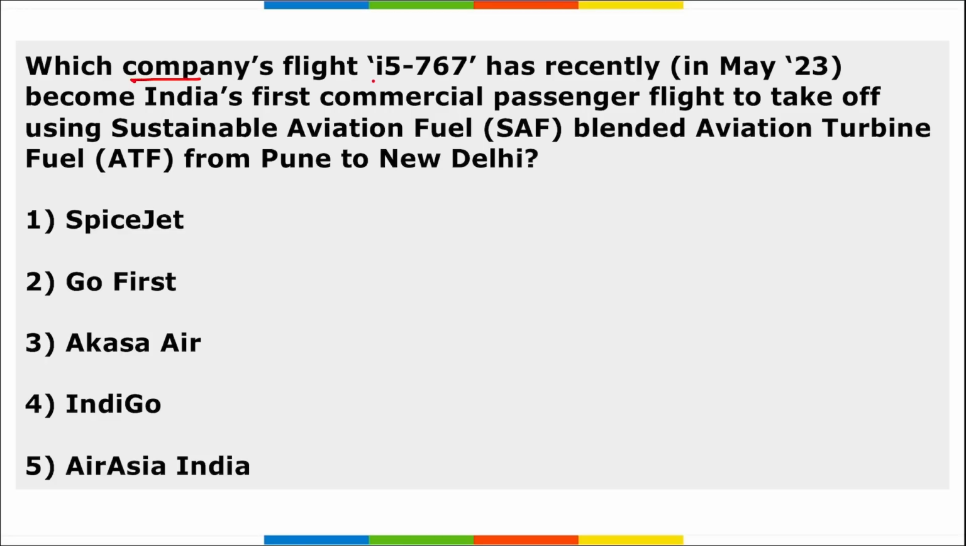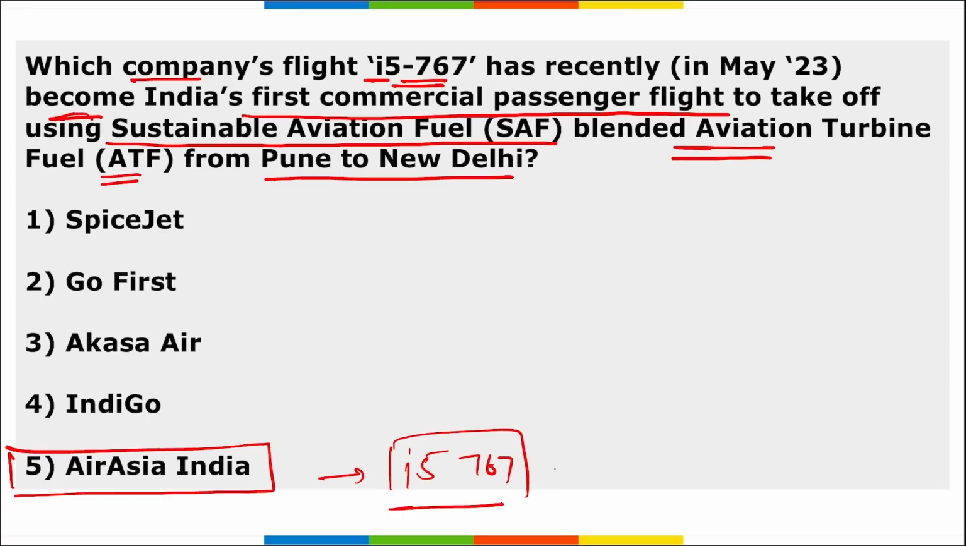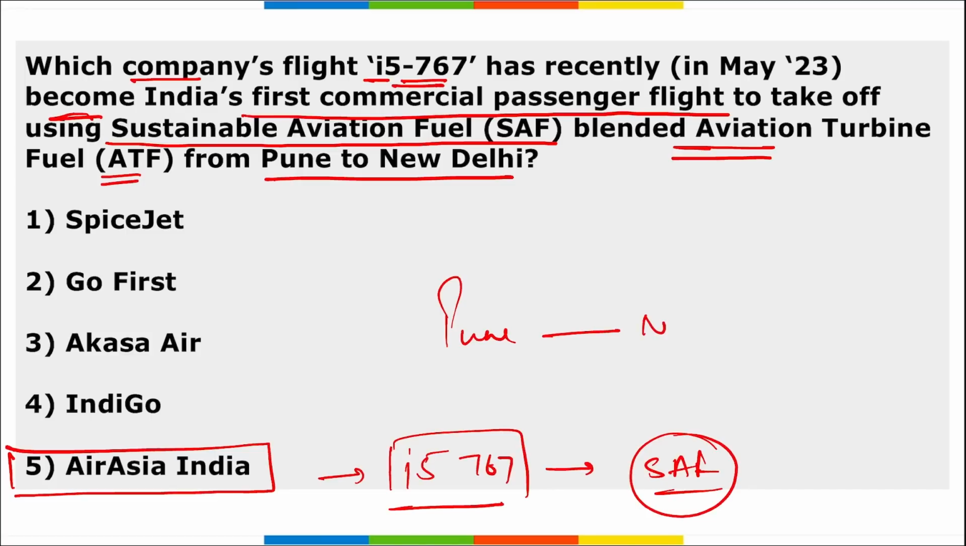Which company's flight I5-767 recently became India's first commercial passenger flight to take off using sustainable aviation fuel blended aviation turbine fuel from Pune to New Delhi? It is your which company? AirAsia India. Correct? It became the first commercial passenger flight, and their flight was I5-767. This became the first commercial passenger flight to take off using the sustainable aviation fuel, and this flight was from Pune to New Delhi.